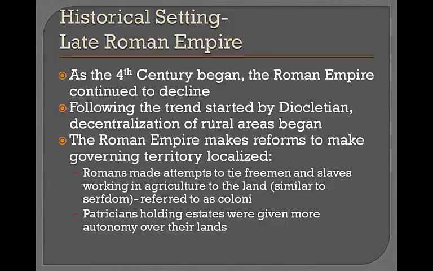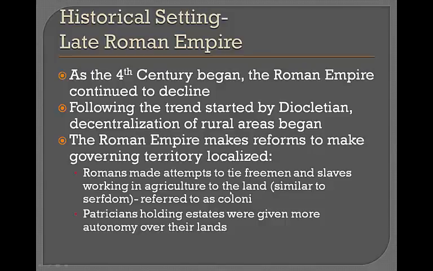And this process of decentralization is pushed forward at a really fast rate. There's a couple of policies that the Roman Empire actually institutes over this period of time as the empire is declining to help make this possible, to make those patricians as powerful as possible and help them produce as much output as they can on their land.